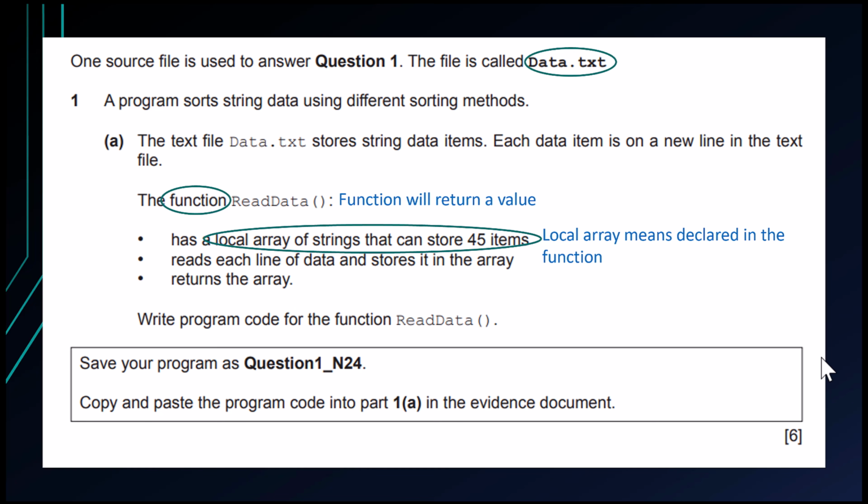It says it reads each line of data, stores it in the array, and then returns the array. But where is it returning the array to? Well, it's going to return the array to the procedure or function that calls ReadData. That's where we're going to find it. It wants us to write program code for the function ReadData, so we're going to write a function as well as learn how to return an array. Let's swing over to VB.NET and code this out.